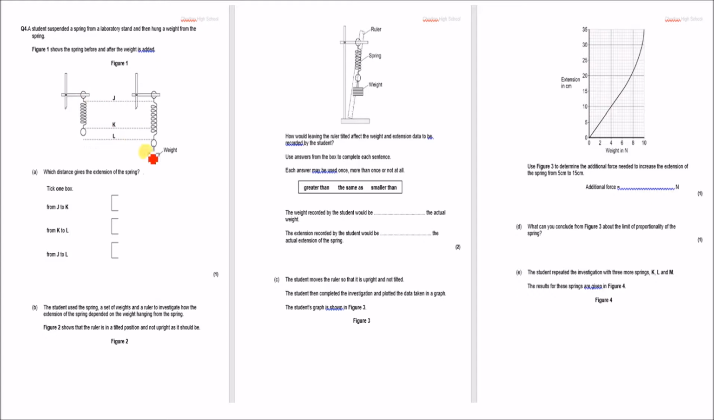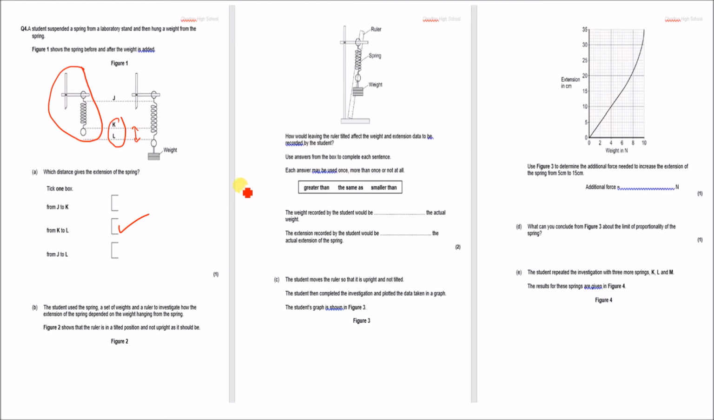Okay, the next question. This is the Hooke's law experiment. You can see here there is no mass added, no force added to it, and here we've added a weight, so we've added some force to the spring and it's caused it to extend by this amount. So which distance gives the extension of the spring? It's going to be from K to L. That's how much the spring has actually extended. So that's from K to L.